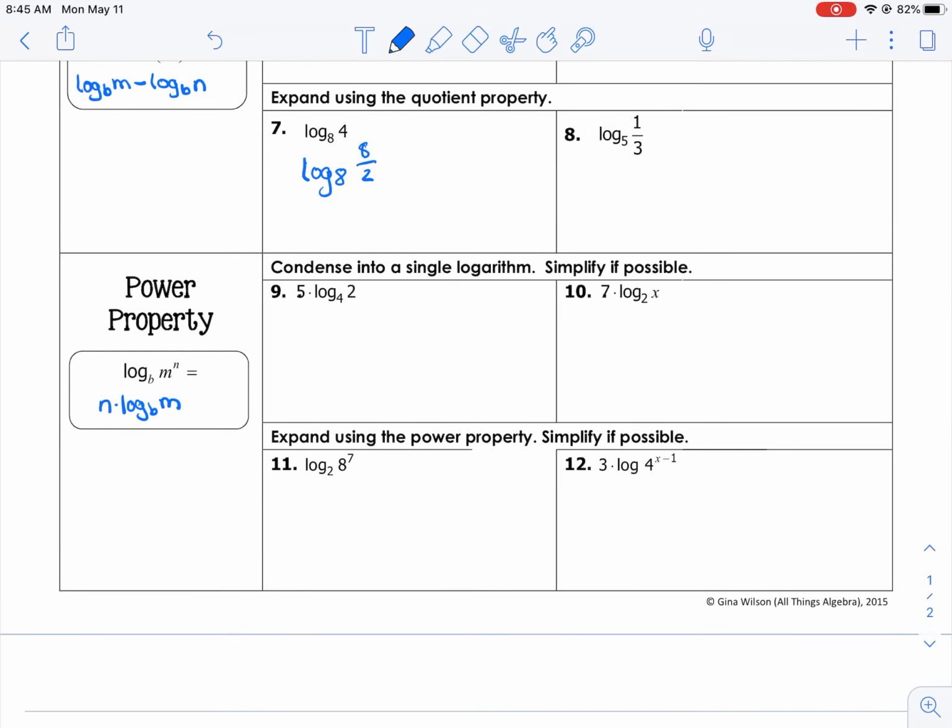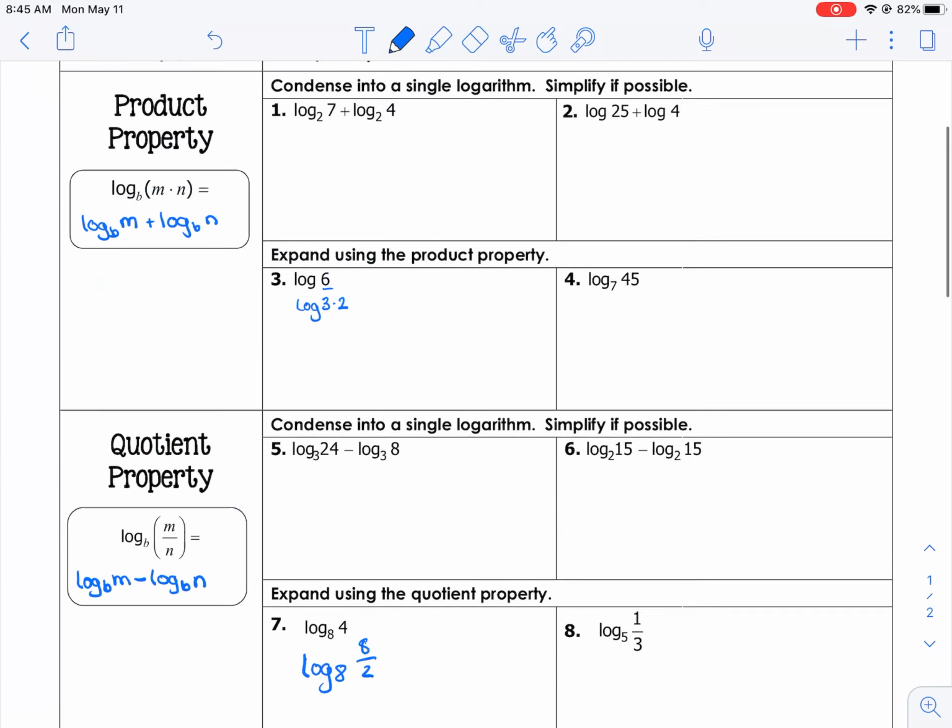So let's see here, expanding. This one, you don't have to think like that. They've already done it for you.